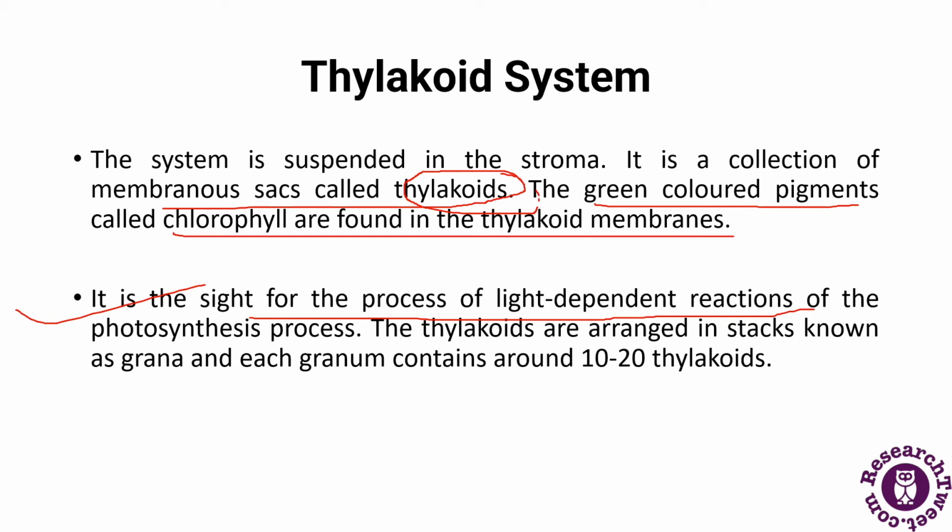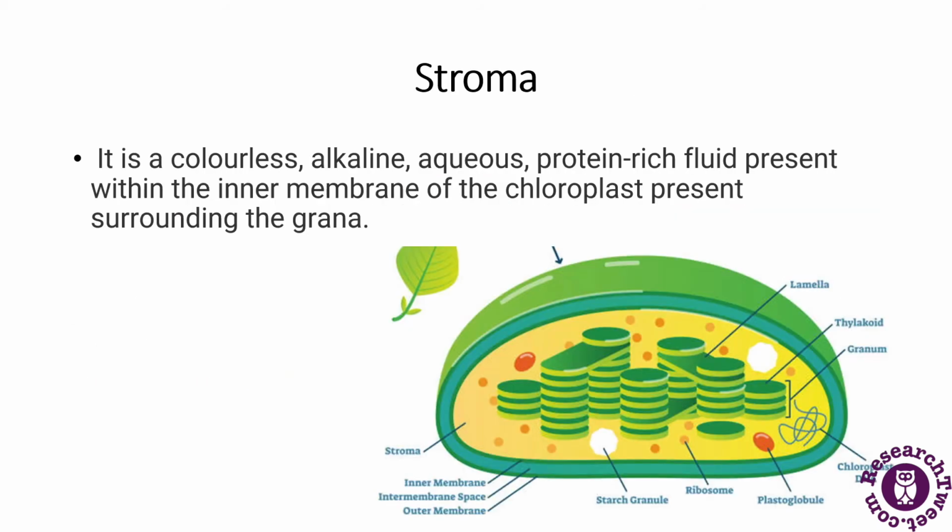The thylakoids are arranged in stacks known as grana, and each granum contains 10 to 20 thylakoids. The thylakoids are depicted here, these are the thylakoids. So 10 to 20 thylakoids are placed on each other, forming a stack, connecting the thylakoids together.